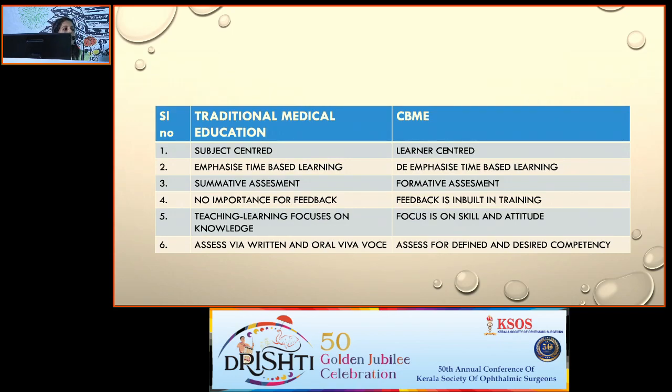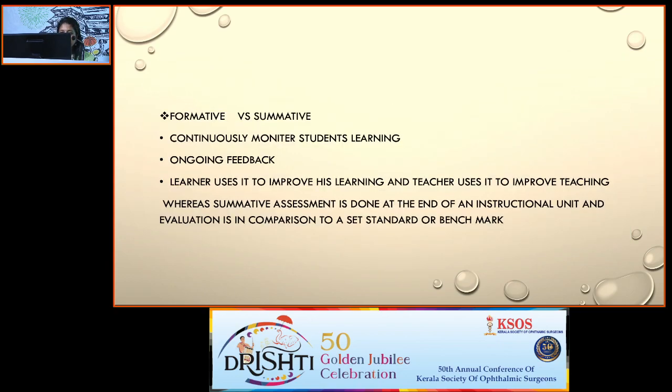So this table shows the difference between the traditional teaching method and CBME. The points are as already mentioned. Now, what is the difference between formative and summative assessment? In the earlier summative assessment, after a set period of time, like maybe 1 year, we conducted an exam or a viva and then assessed the student according to a preset standard or benchmark. Whereas now in CBME, we follow a formative assessment in which the assessment is ongoing and continuous, and it is frequent, and there is an inbuilt mechanism for feedback. This feedback is applicable both to the teacher as well as the learner.